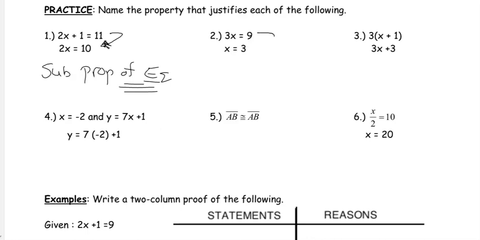This one, how did I get from this step to this step? Well, I divided. Did I divide on both sides? Yep. So this one would be the division property of equality.